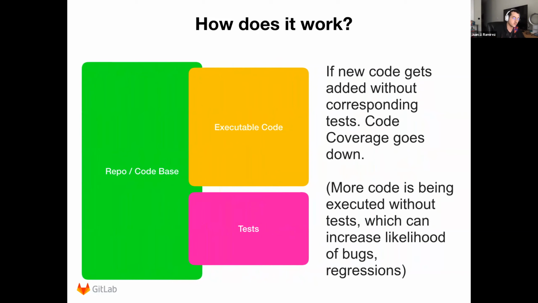In other words, more code is being executed without tests, which can lead to more bugs or regressions. At the very least, it's not a good idea to have code that's not being tested, because it means you're not thinking holistically about how your code might impact other areas of the whole code base. So you don't want that. Ideally you want to be at 100% coverage, which is kind of absurd, I don't think anyone can reach that consistently, but you want to be pretty high. That's the goal of code coverage.